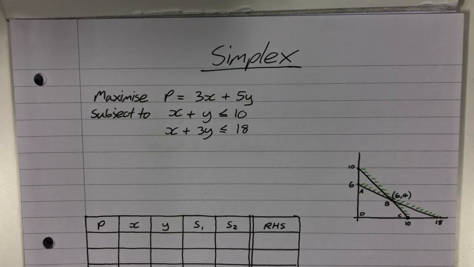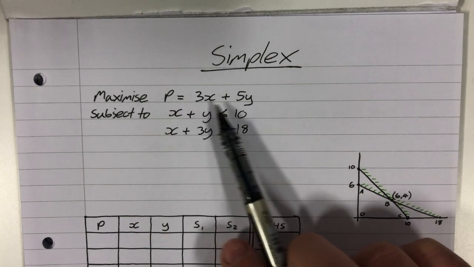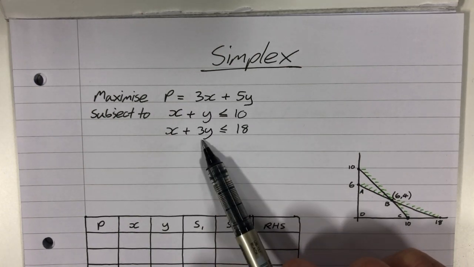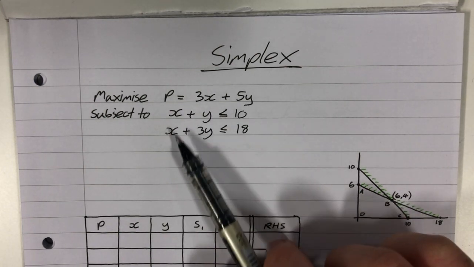Okay, this is a video on the simplex algorithm. I'm going to assume that you know nothing of simplex, but yet you do know of linear programming and how to solve two-dimensional problems graphically. What I've got here is a two-dimensional linear program, and it's two-dimensional because there are only two variables, x and y, which means this can be solved graphically.